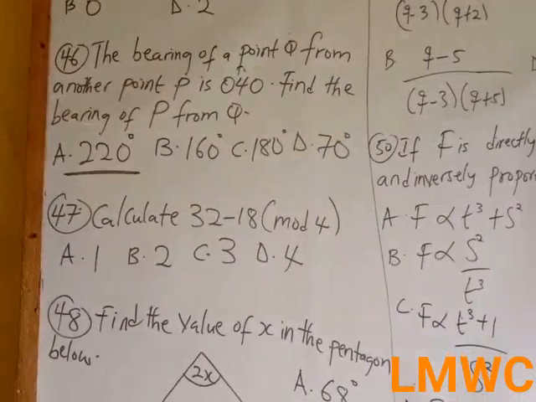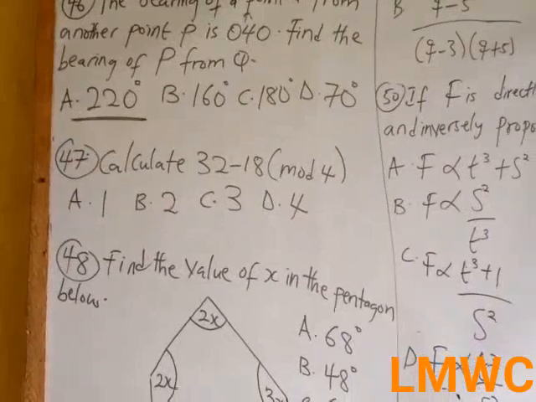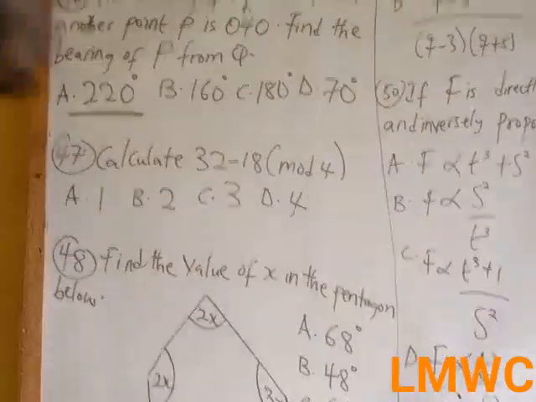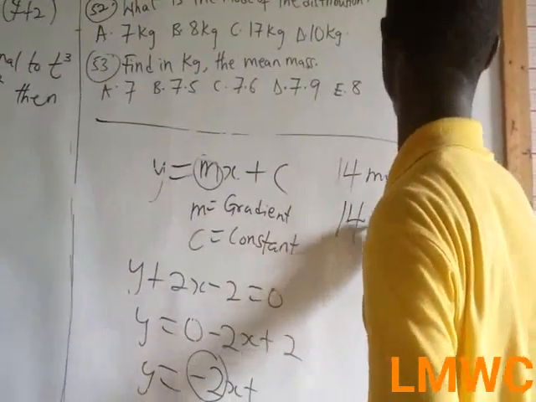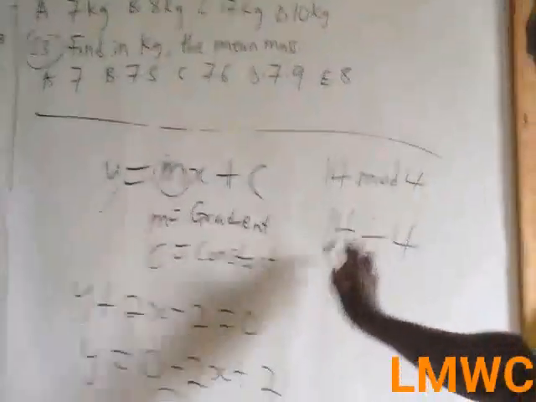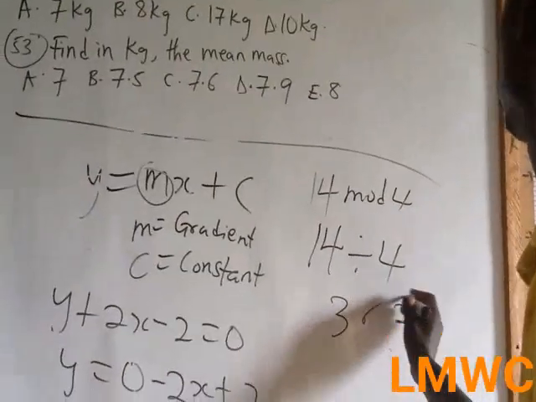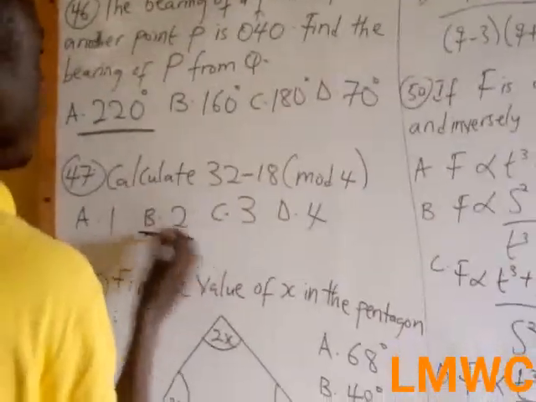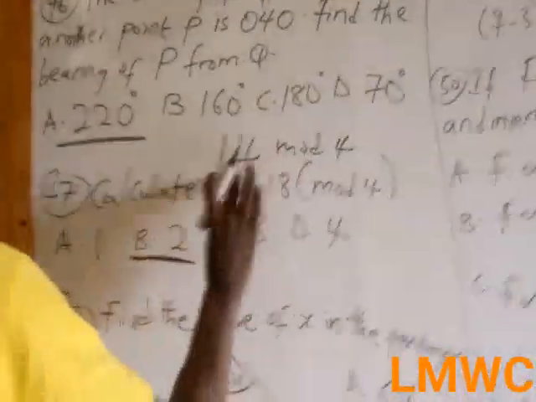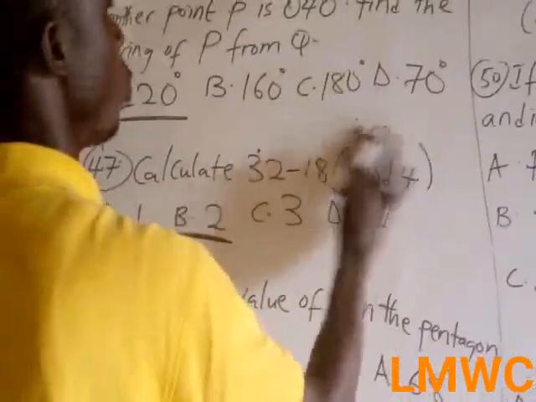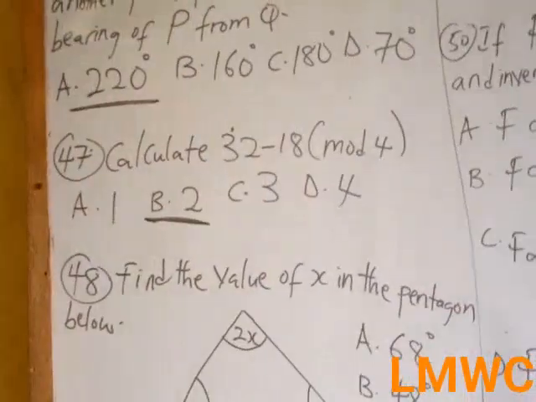Calculate 32 minus 18 mod 4. This is on modulo, and for modulo, only remainders are written as our answers. What is 32 minus 18? It's 14. 14 mod 4 is the same as 14 divided by 4. 4 goes into 14 3 times, remainder 2. Our answer is 2, because in mod we deal with remainders. Instead of giving you 14 mod 4, they intentionally gave you 32 minus 18 mod 4, so you must simplify this one first.